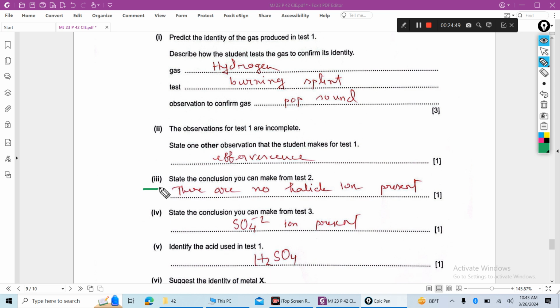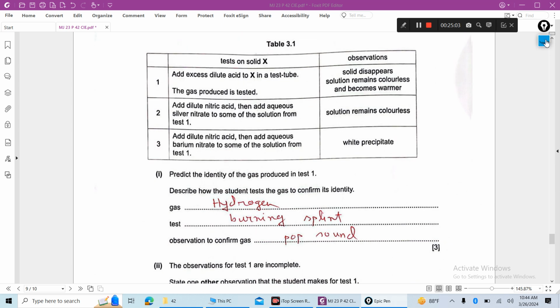3. State the conclusion you can make from test 2. The test 2 result is there are no halide ions present. Why? You see in test 2, you add dilute nitric acid, then add aqueous silver nitrate.